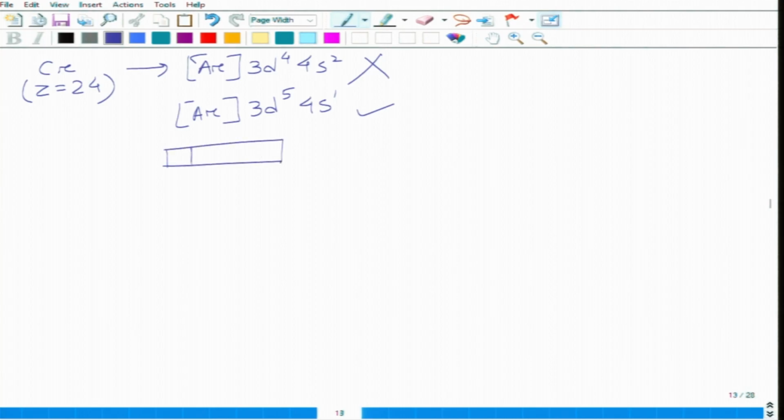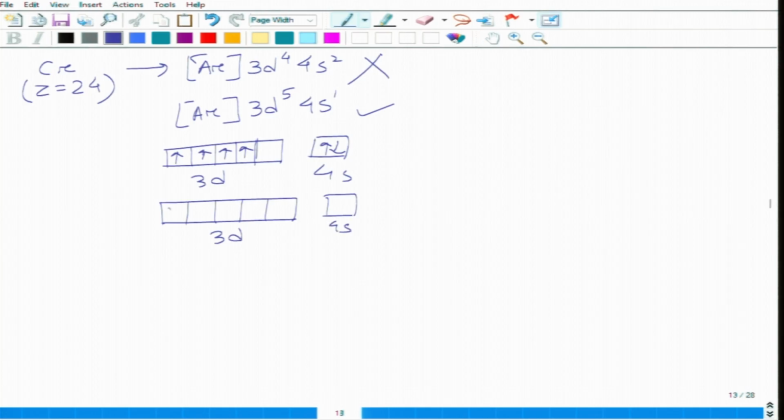Because if we draw the d subshell, 3d 4s. So, if we write like this, this should have been the configuration. But if we write 3d5, then this is the half filled configuration. So, 4s will have 1 electron.